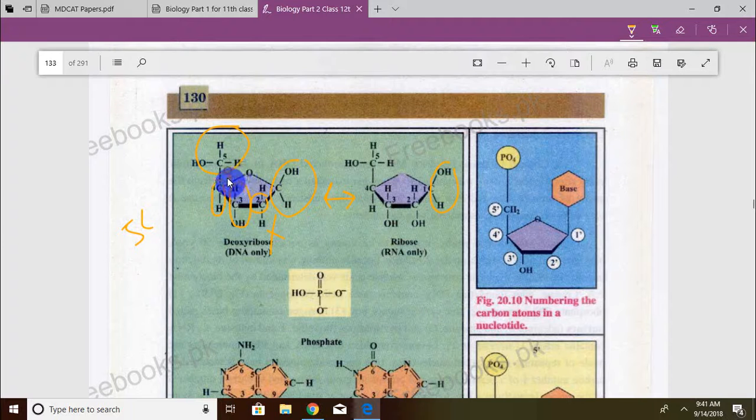The ring is 5-sided: 1, 2, 3, 4, 5. But not all of the carbon atoms are part of the ring. If they ask you how many are part of the ring, that would be 4 of them, not all 5, but it's still 5 carbon-sided because the O is part of the ring. They might even ask if an oxygen is part of the ring. So if the O is over here, then obviously it's not over there.